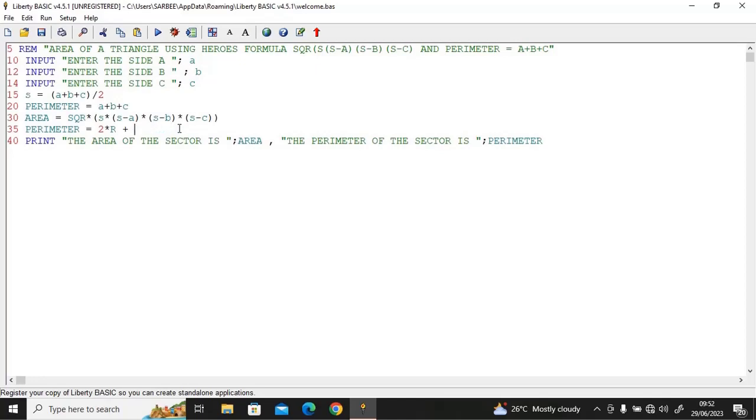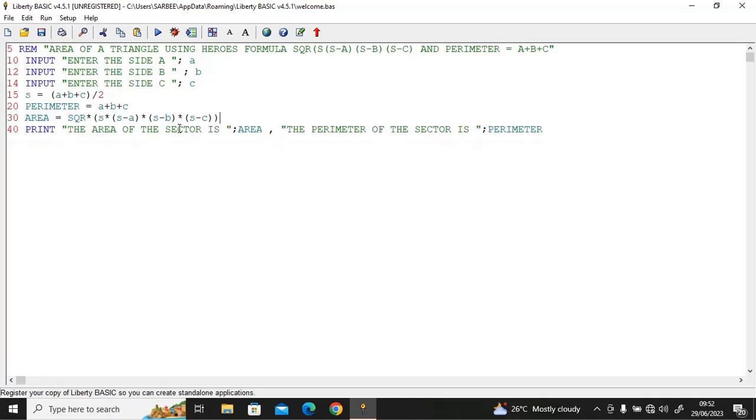We have gotten this. I think we don't need this. The area of the triangle is this, and the perimeter of the triangle is this. So this is how it's gonna be. But I don't want to make this square root. Let me just use this. Let me take this off.